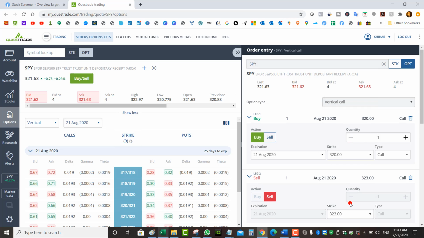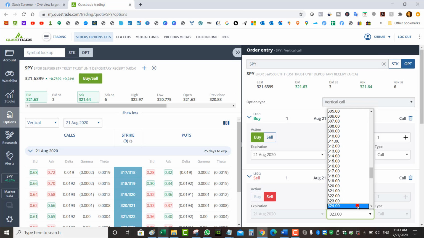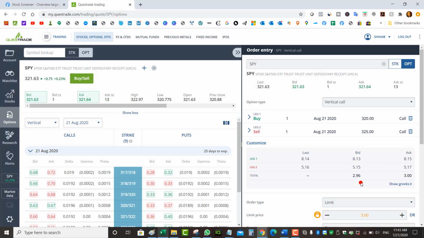So if I go back to the call example that we started with, August 21st, let's say I buy the 320 and I sell the 325. Right now it's trading for almost $3, so I'd pay $3 to get in. That means my max profit is the difference, 5 minus 3, so $2 would be my max profit on this trade. So let's say on August 21st, SPY closes at exactly 322. The call option that I bought will be worth $2 because it's only $2 in the money: 322 minus my 320 strike is $2.